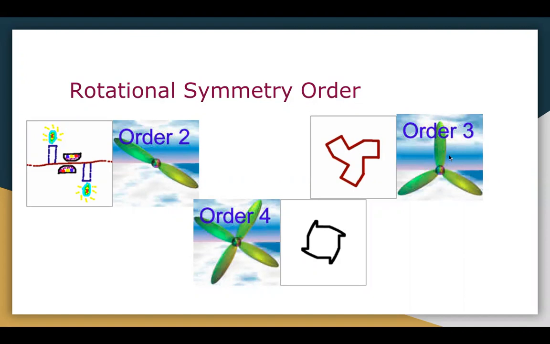So how many degrees of rotation do we have to make for it to be symmetric? We're just going to take this 3 and divide 360. So it's going to be 120 degrees. Each 120 degrees, it's going to fit exactly on top of the other one. Order 4, you do the same thing. It's going to be 90 degrees because 360 divided by 4 is 90.